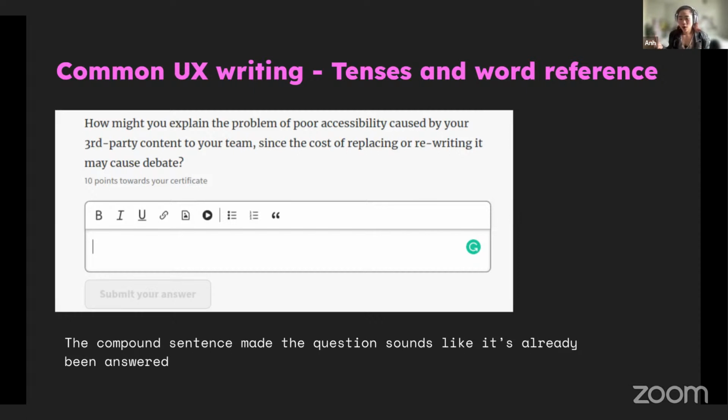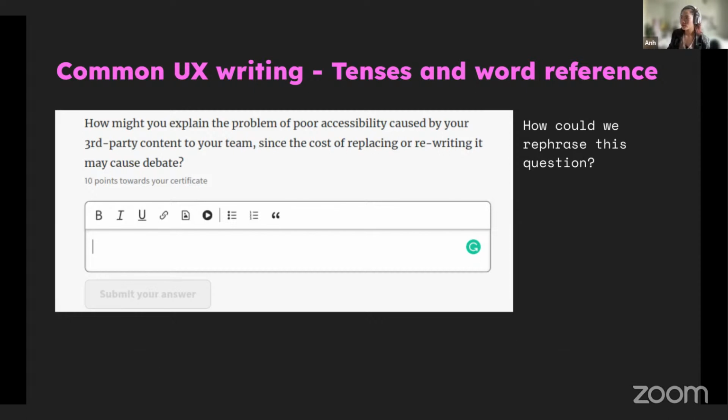So this question is too difficult to answer. I have to reread it like 5 or 6 or 10 times, and I still don't know how to answer it. But after a while of thinking about it, I think I get what they mean now. So how could we rephrase this question?